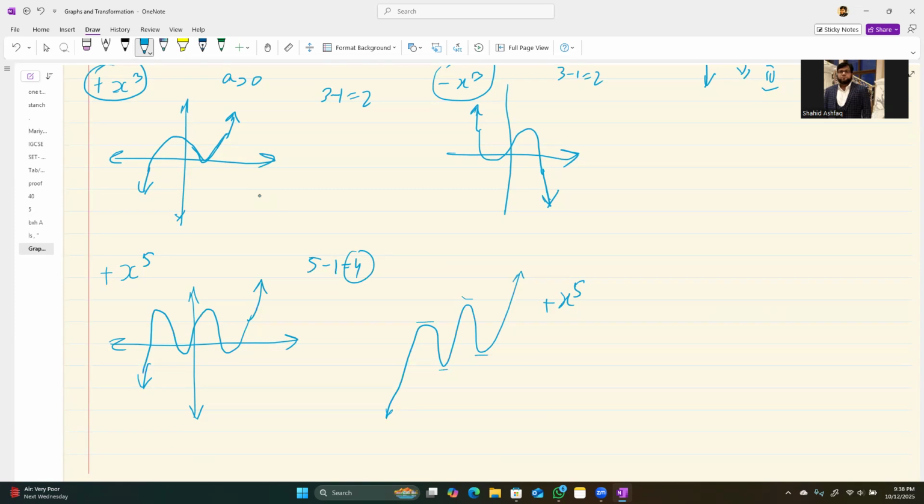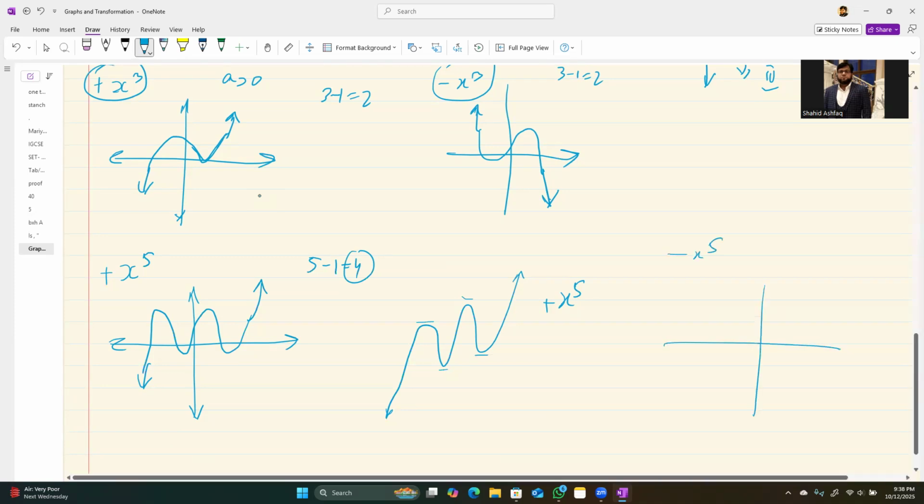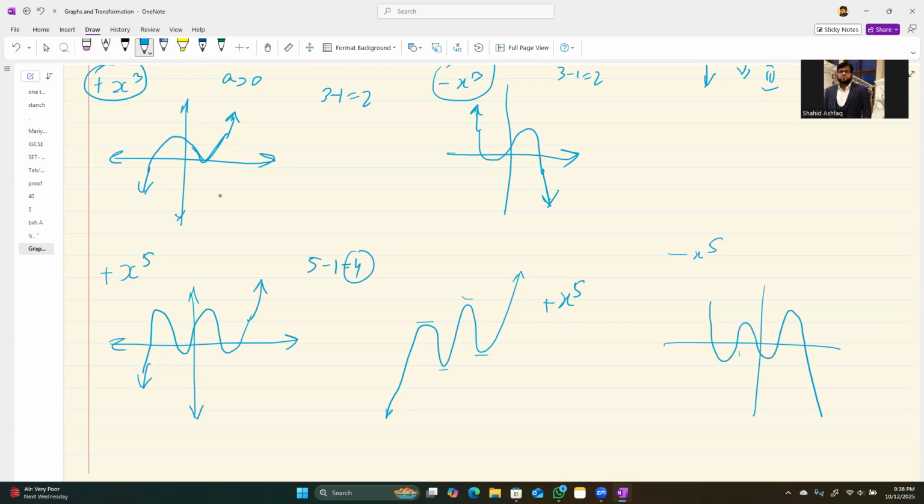But when we have minus x to the power 5, then the graph should start from the second quadrant, and then have 1, 2, 3, 4 turns.